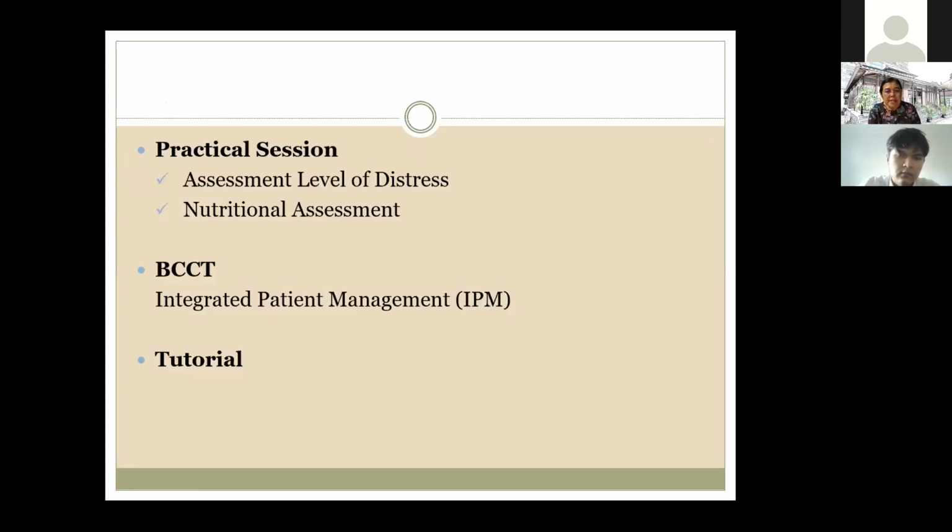The next, here we have practical assessment of level of distress. This is for your assessment of yourselves. What kind of distress do you have? And the second is nutritional assessment. You should prepare your height and weight data for the nutrition assessment practicum. We will discuss in the practicum with the nutritionist what kind of eating behavior and food pattern you have.